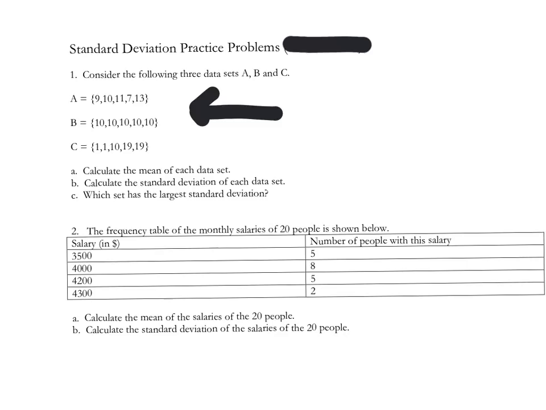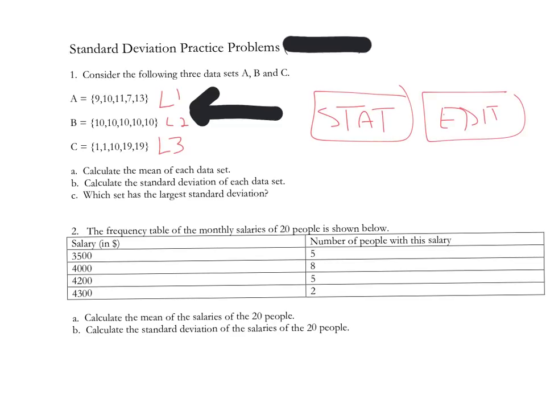So what I'm going to simply do is enter my data into my calculator. I'll enter the data from list A into list 1 of my calculator. For data set B, I'll enter it into list 2, and for data set C, I'll enter it into list 3. So what we're going to do is press the Stat button on our calculator, and then while Edit is highlighted, we'll just simply press Enter.